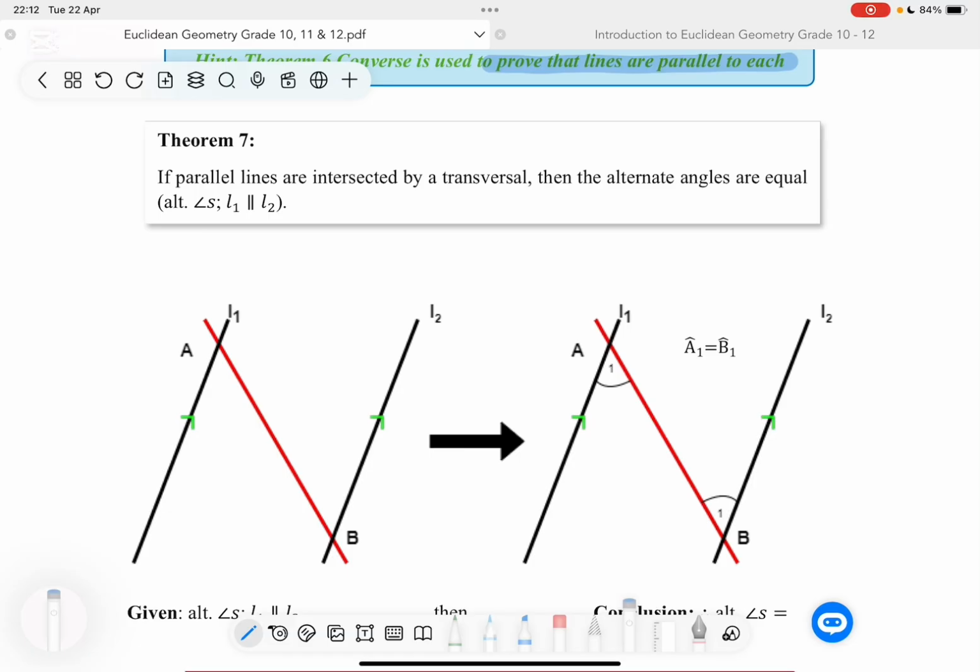The last theorem that looks at parallel lines is Theorem 7, which says that if parallel lines are intersected by a transversal, then the alternate angles are equal. And we write this theorem in short to say alternate angles that occur because we have parallel lines. Now, maybe we can talk a little bit about what alternate angles mean.